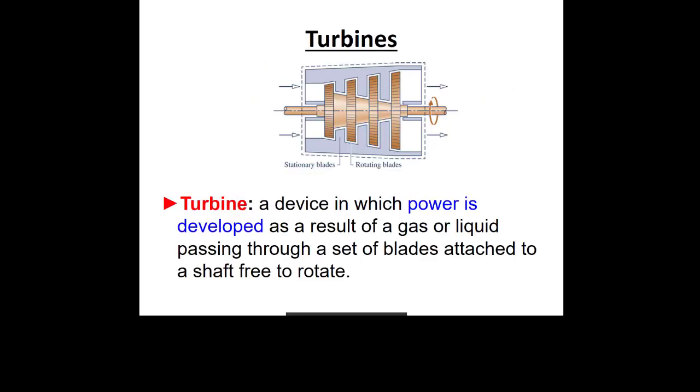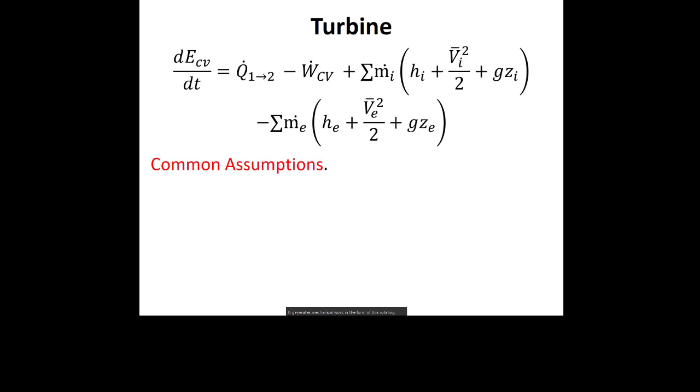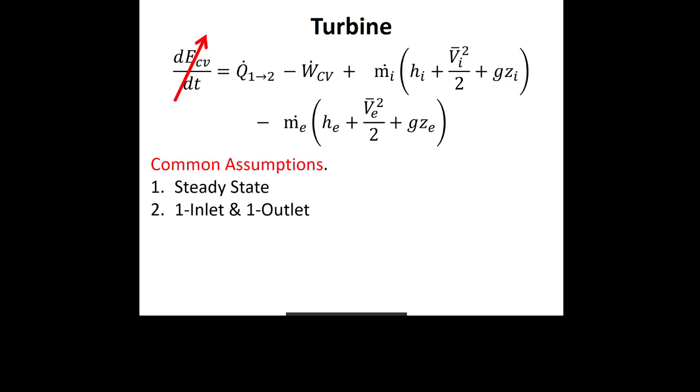Turbines. Again, we're trying to extract enthalpy from a fluid and generate mechanical work in the form of a rotating shaft. So again, we start with the same base level equation and we make some assumptions. The first assumption always in this class will be that it's at steady state. For the turbine, although for the example we're going to do today the assumptions will be a little bit different, oftentimes with turbines we have one inlet and one outlet. If that's the case, my summation signs go away and I only have one inlet, one outlet. That's always nice because it means there's only one mass flow rate in the problem.